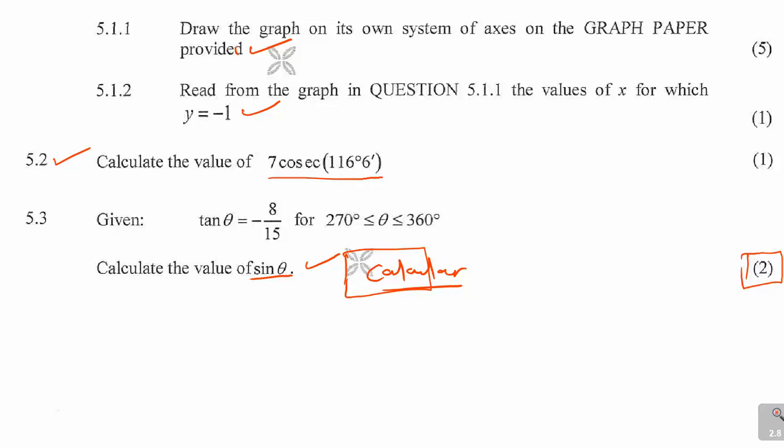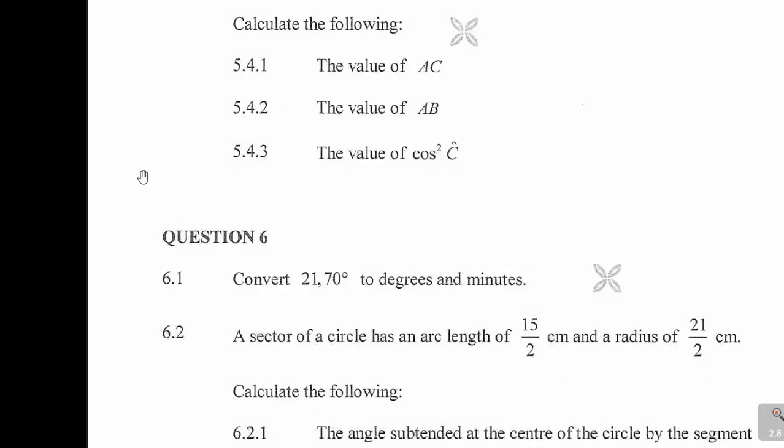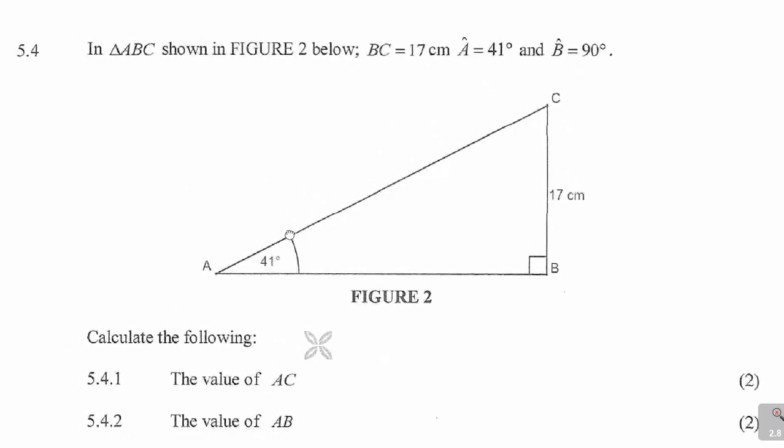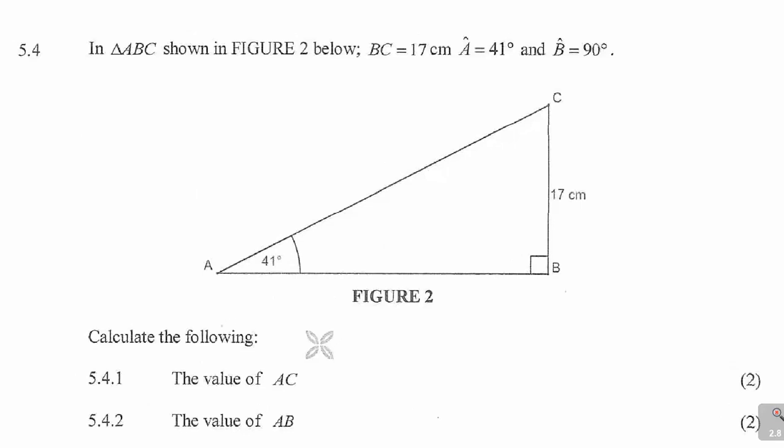And then moving on to 5.4. Question 5.4, I think it was on the theorem of Pythagoras, because you're given this triangle, and then it says 5.4.1, the value of AC. And AC, actually it was not Pythagoras, we are using SOH CAH TOA at this stage. Those who remember, you know what is SOH CAH TOA? Sine is opposite over hypotenuse, cos is adjacent over hypotenuse, tan is opposite over adjacent. You're using SOH CAH TOA number 1 to get those 2 marks.